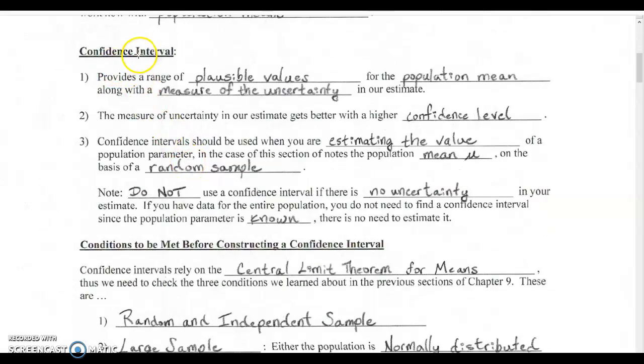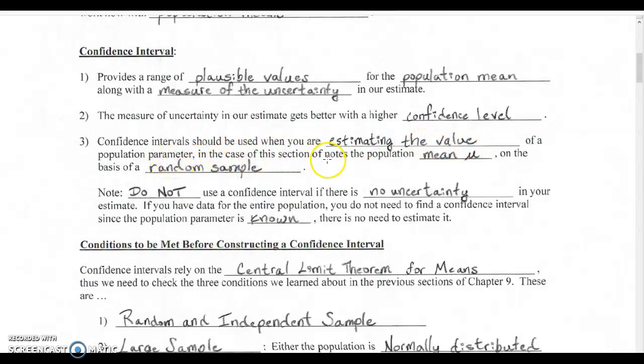So, confidence interval. One, it provides a range of plausible values for the population mean, and it also gives us a measure of the uncertainty in our estimate. So when we say we're 95% confident, and so on. Now the measure of uncertainty in our estimate gets better with a higher confidence level. That confidence level is when you say we are 95% or 99% confident.